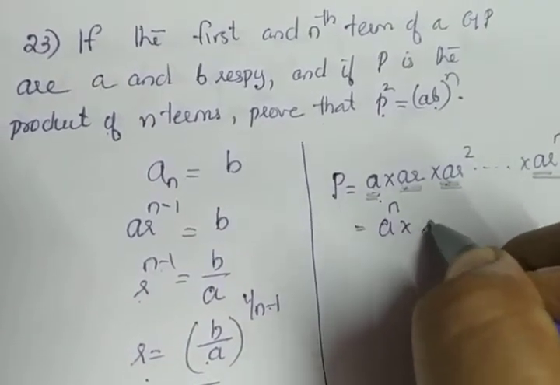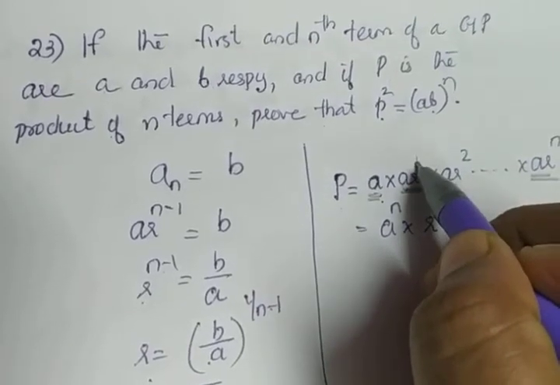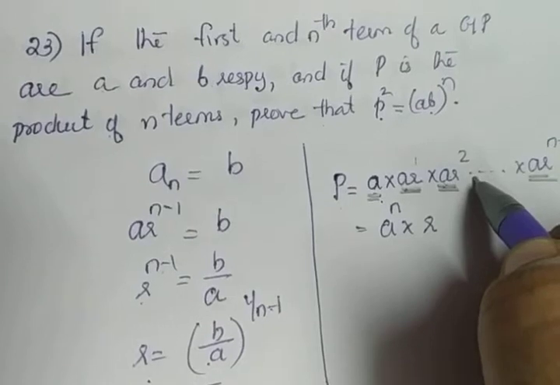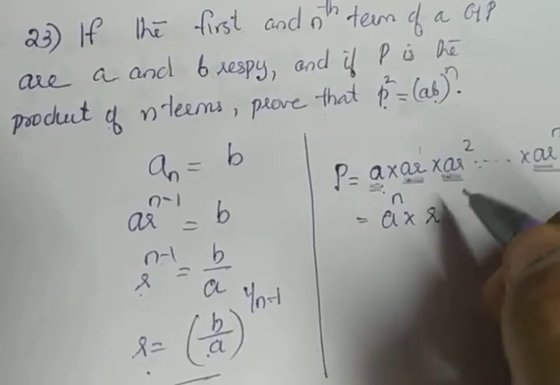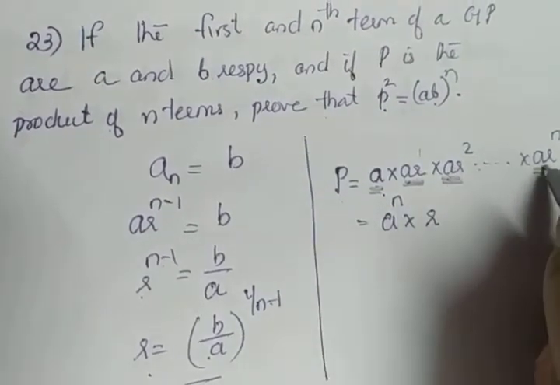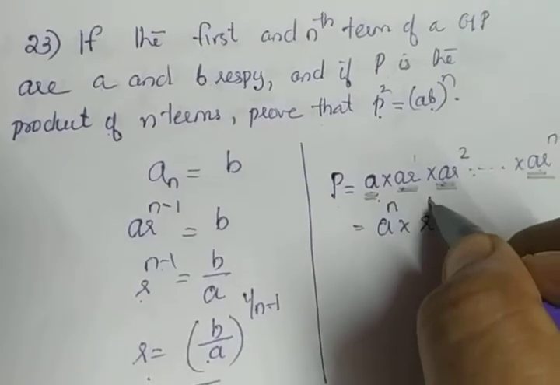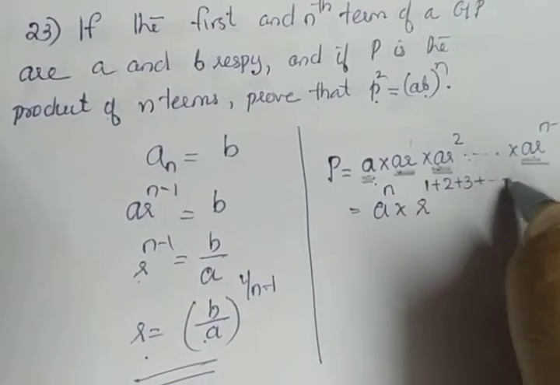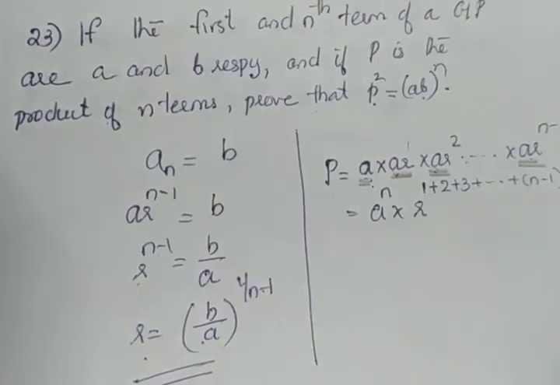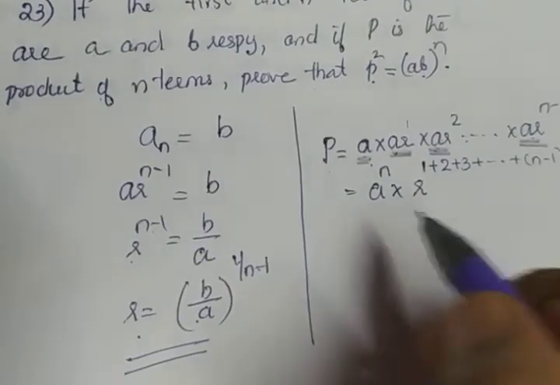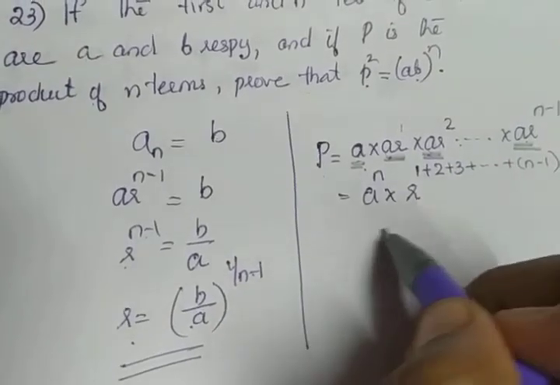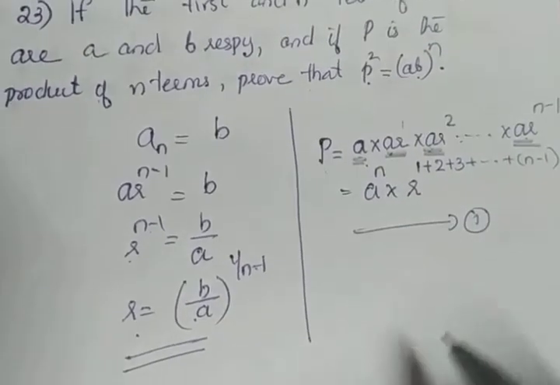And what about R? Here it is R raised to 1. Here it is R square. If you are taking this term, it will be R cube. Then it will be R raised to 4 etc. So, since the base is the same R, we can add the powers. So, 1 plus 2 plus 3 plus etc. plus n minus 1. So this is what we are getting as P. We need the value of 1 plus 2 plus etc. plus n minus 1. So let this be equation number 1.